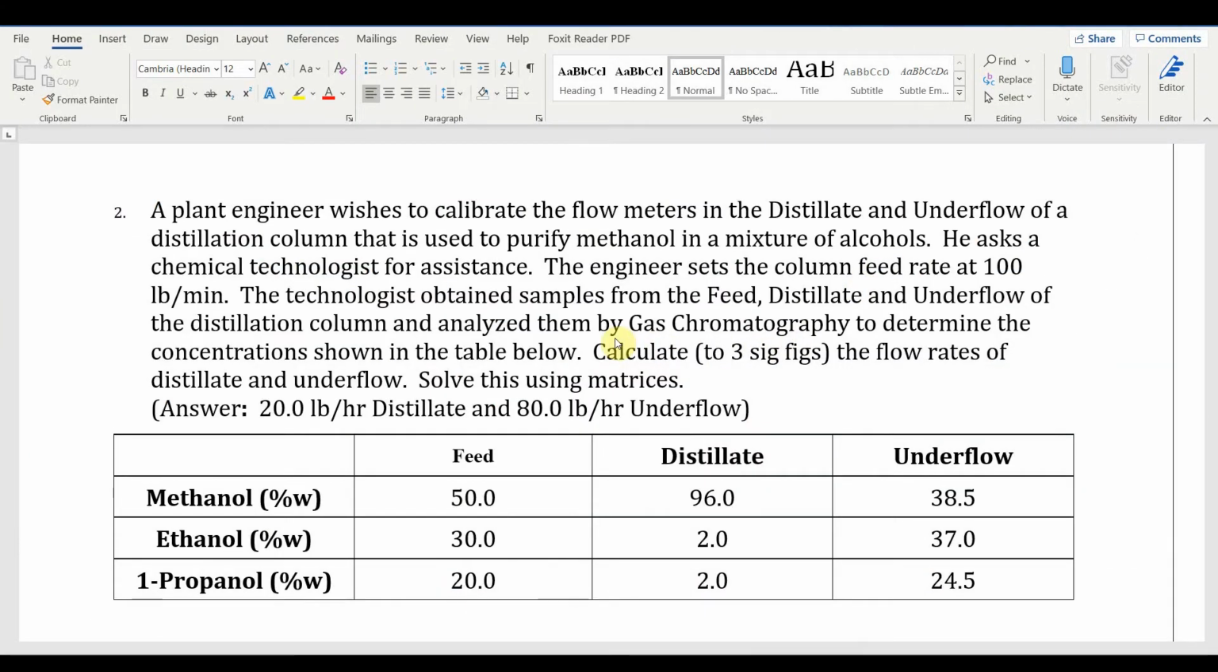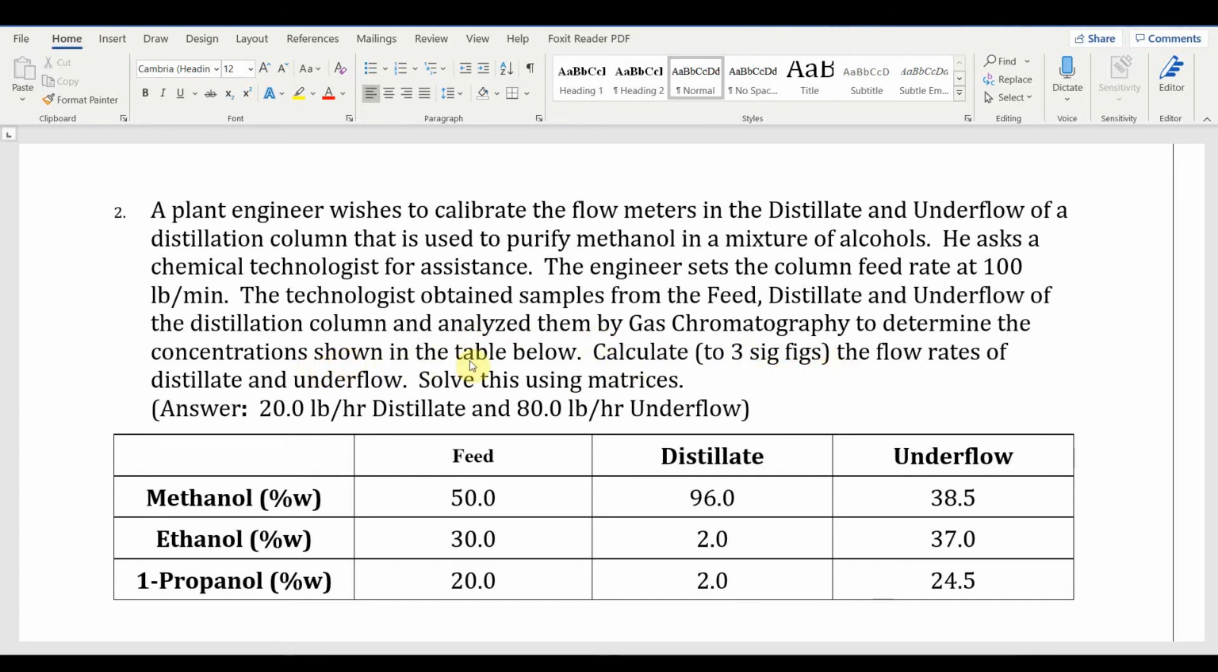Let's try problem number 2 on page 377. A plant engineer wishes to calibrate the flow meters in the distillate and underflow of a distillation column that is being used to purify methanol in a mixture of alcohols. He asks a chemical technologist, that be you, for assistance. The engineer sets the column feed rate at 100 pounds per minute. The technologist obtained samples from the feed, the distillate, and the underflow of the distillation column and analyzed them by gas chromatography to determine the concentrations shown in the table below. Calculate to 3 sig figs the flow rates of distillate and underflow.